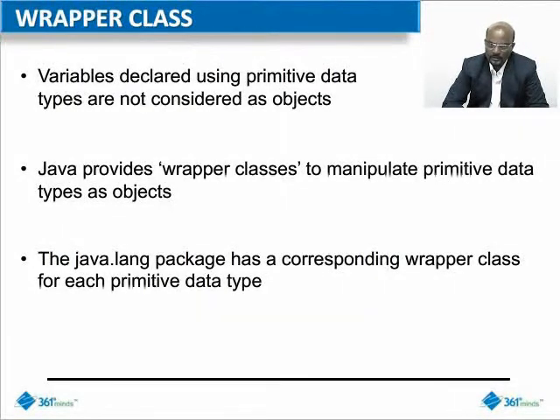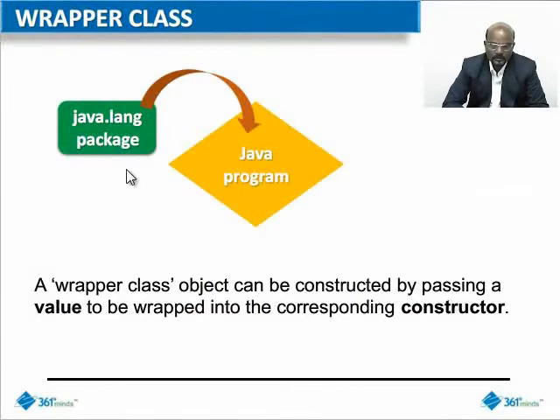The corresponding package that is used for converting primitive data types into wrapper classes is the java.lang package. Okay, but we don't have to import this particular package. The java.lang package gets imported automatically whenever we type a Java program. As you can see in the slide, the java.lang package is automatically imported into a Java program. So the user need not import it explicitly. He can just not write that line itself. It's as simple as that.